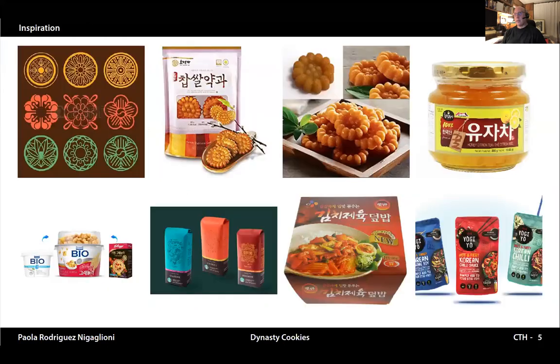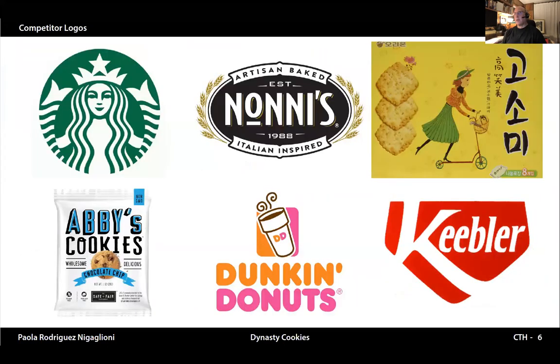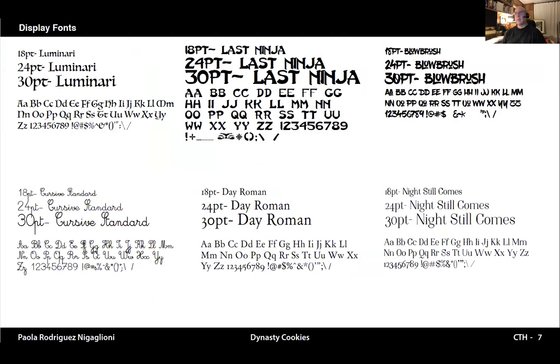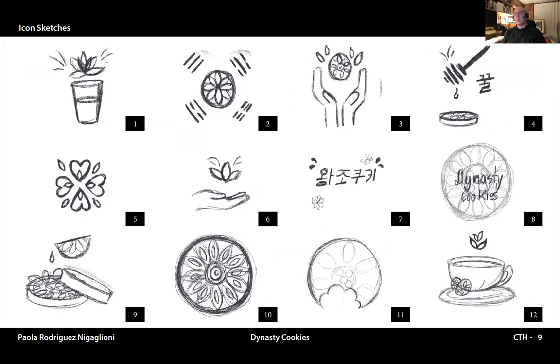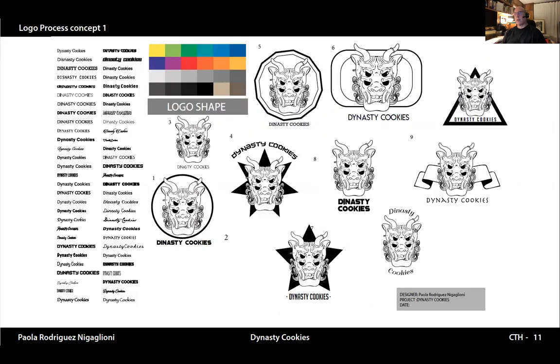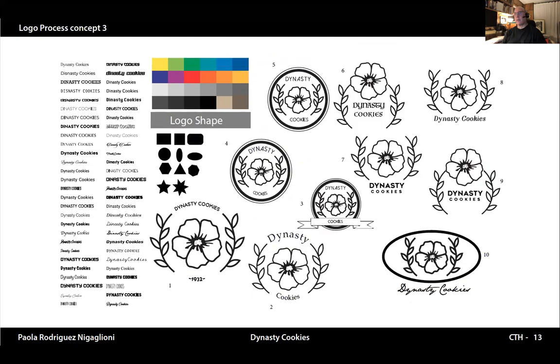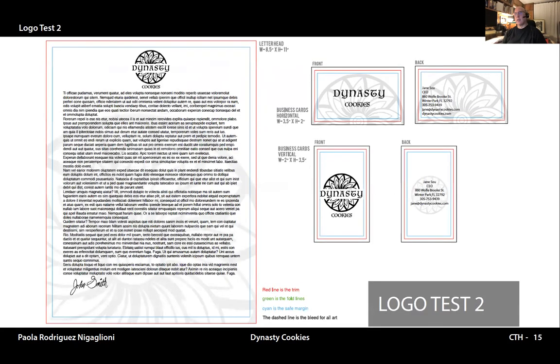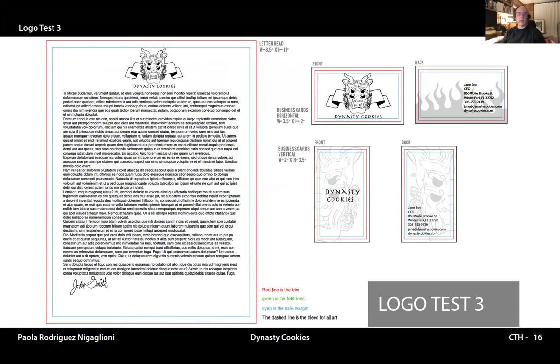There's her target audience, inspiration, competitor logos, display fonts, info level fonts, icon sketches, logo process 1, logo process 2, logo process 3, logo test 1, logo test 2, logo test 3. That is what's due Sunday, up through there. There are other examples. I don't know if I want to bring them up right now, but I will show you other examples as we go through the month.